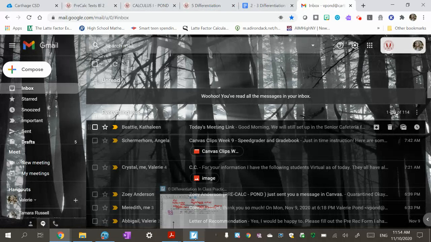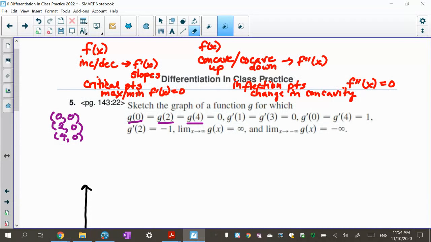The next clue they told me, whoa, what did I just hit? Sorry about that, guys. So the next clue they told me was g prime of 1 equals g prime of 3 equals 0. Well, that's our first derivative, and if you remember, our first derivative tells me about slopes. They just basically told us where the maximums or minimums of our graph are, or turning points on the graph.